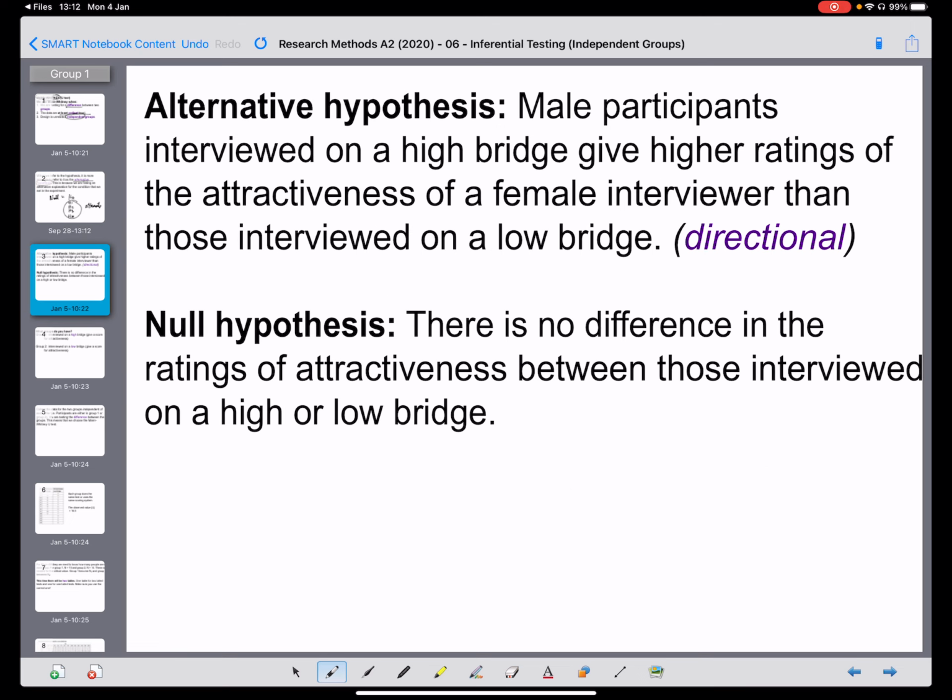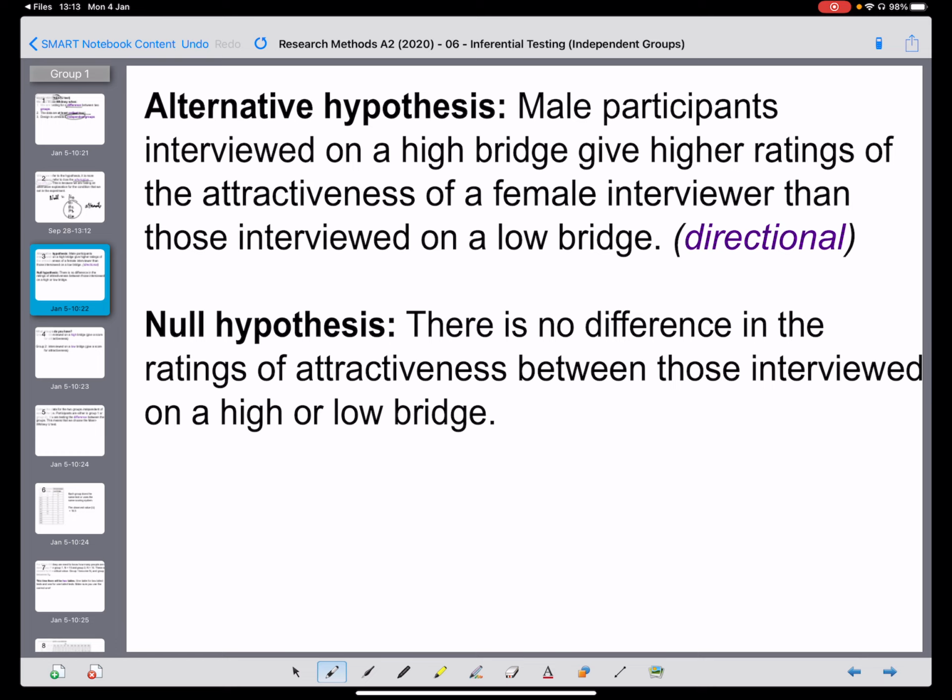So let's have a look at an example of an actual study that looks at independent groups, data at least ordinal, and we're looking at a difference between groups in terms of our study. And it's very simple here. It's a directional hypothesis saying that male participants who are interviewed on a high bridge give a higher rating of attractiveness to female interviewers than those interviewed on a low bridge.